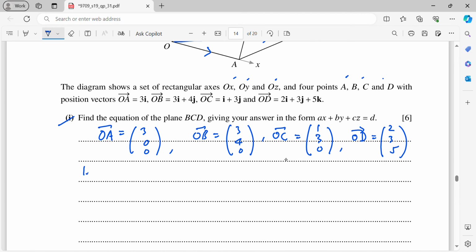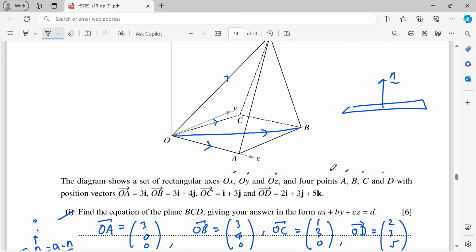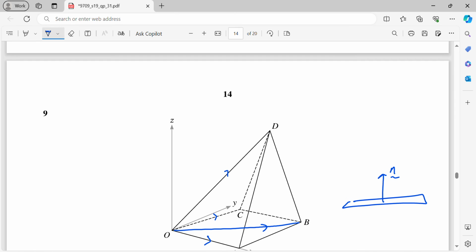Okay, so I will let my n be (a, b, c). So I need to find out what is my r dot n equals a dot n. Firstly, I need to find out what is my n. The n is the perpendicular vector, the normal vector to the plane. Since you need to find plane BCD, this is a plane.